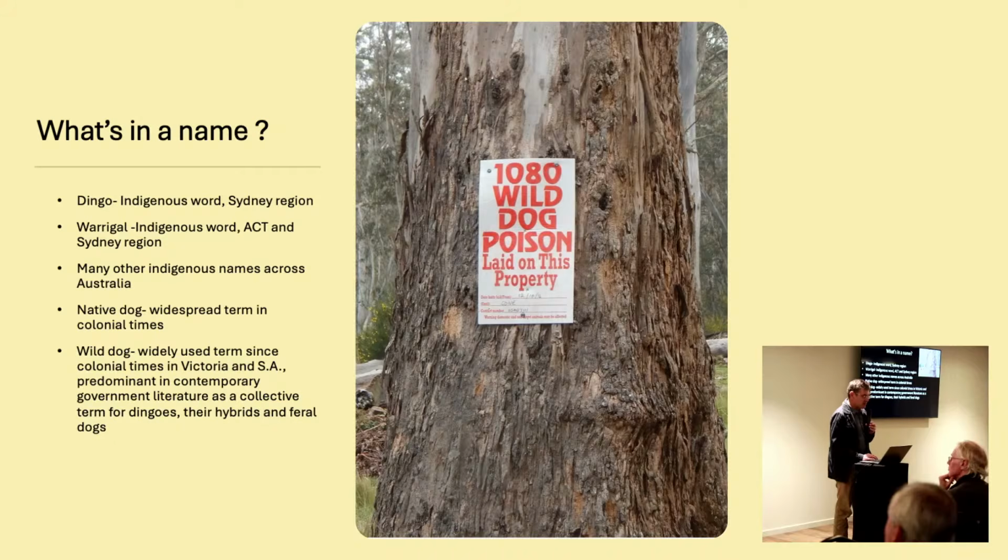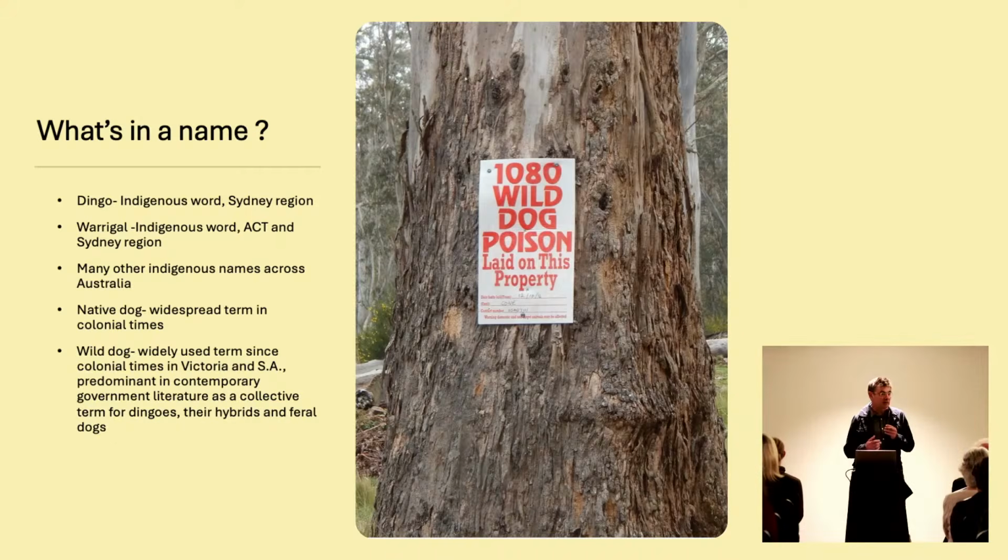Another term that was widely used in early literature is the term native dog. In a lot of colonial journals, they talk about native dogs. And then I've also been very interested in this term wild dog. Now, in many ways, I think that wild dog is a euphemism for dingo, and it's just a name that's come into public language, like government language, so that we only ever killed wild dogs.